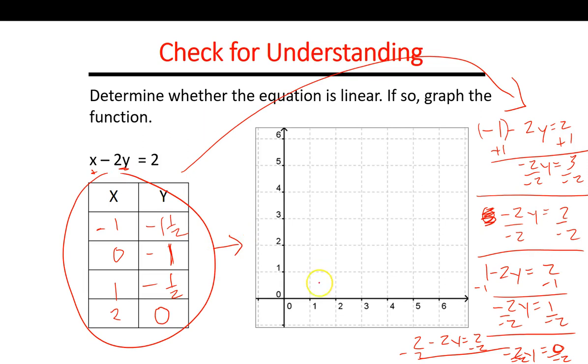I've got -1 for x and -3/2, which is about down here. I've got 0 and -1, so x is 0, y is -1, right here. I've got 1 and -1/2, so -1/2 is right about there. And then 2 and 0 is right here. So this is going to form a linear function, or a line, across that particular graph. That's the graph of the function x minus 2y equals 2.